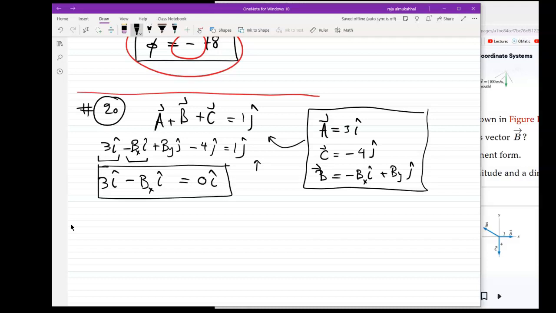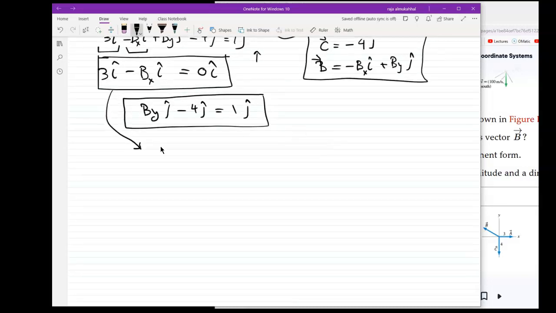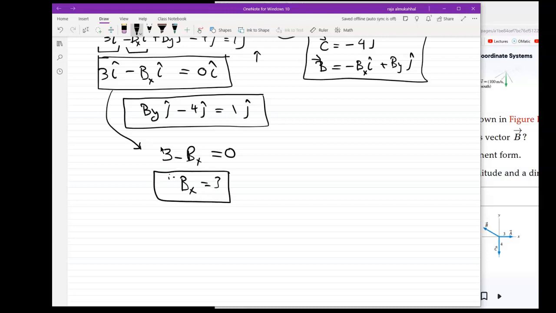And then I do the same thing for the j's. So I have here by minus 4j is equal to 1j. So I have here b sub y j, that is, minus 4j equals 1j. Now, back to the i equation right here, I can make the i's disappear. Basically, 3 minus bx is equal to 0, so therefore, b sub x is equal to 3. There we go. I got b sub x. And then from the j equation, I have b sub y minus 4 equals 1. So b sub y equals 5.